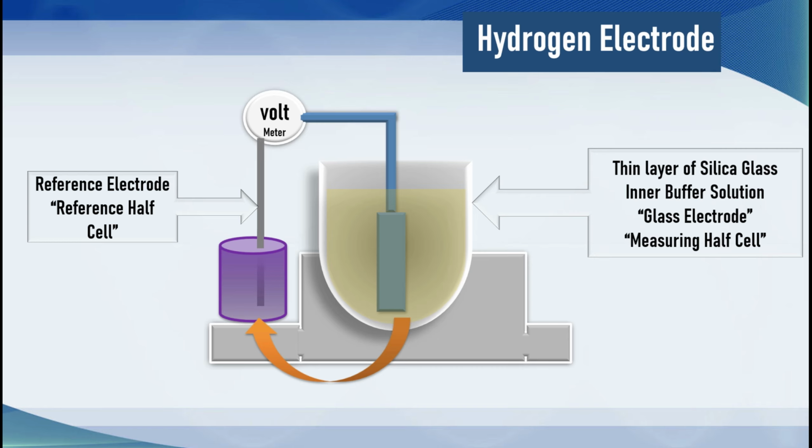There are two half cells in contact with one another, and the measuring half is on one side, the glass electrode, and the reference half cell is on the other. The reference electrode has a charge that never changes, so if there is a change in potential or electrical charge in the glass electrode, it is measured as a change in the potential difference between the measuring and the reference electrode, and that is used to calculate pH.